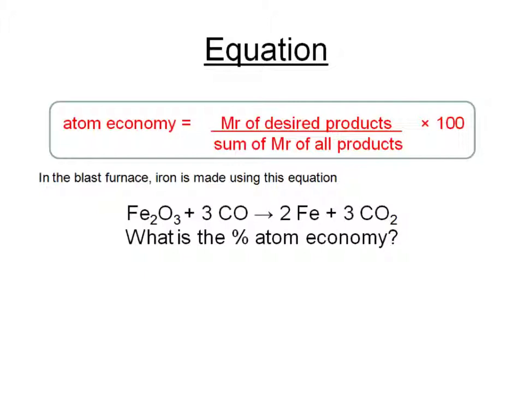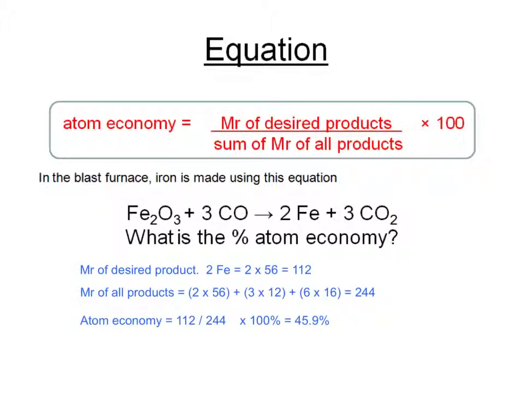Here's another process. In the blast furnace, iron is made using this equation. So what's the percentage atom economy here? You might want to pause the presentation while you do the calculation and I'll show you the answer on the next slide. So to do this question, we need to refer back to the original equation, which was that atom economy is the Mr of the desired products divided by the sum of the Mr of all the products expressed as a percentage by multiplying by 100.